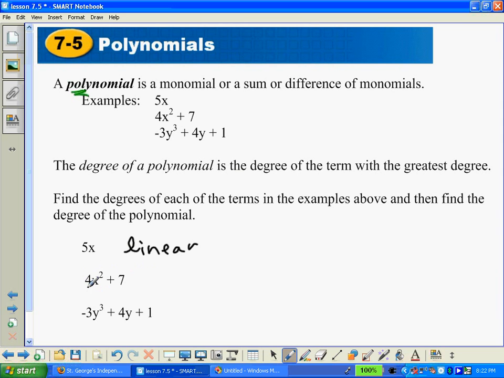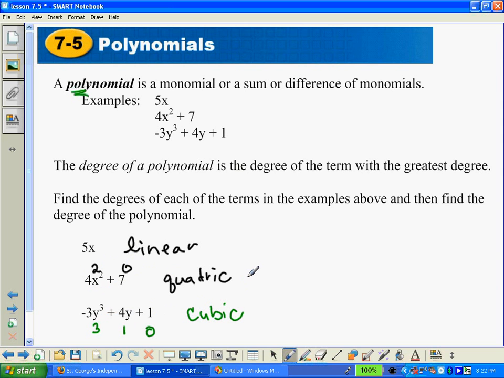Third one, the first term in this polynomial is degree 3. The degree of the second term in this polynomial is 1, and the degree of the third term is 0. So the degree of the entire polynomial is the same as the degree of the largest term. So this is degree 3, or cubic. So the degree of a monomial is just the degree of the exponent in that one term. If you have a whole polynomial or a bunch of monomials together, whatever is your largest degree is the degree of your whole polynomial.